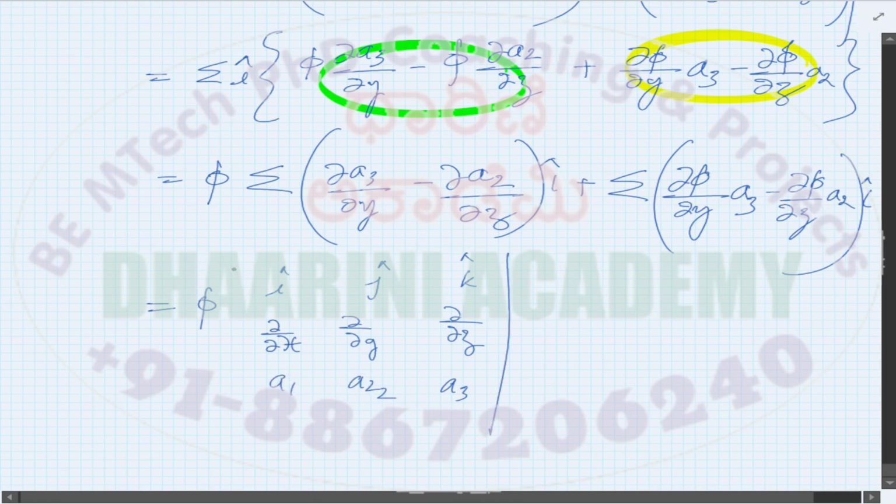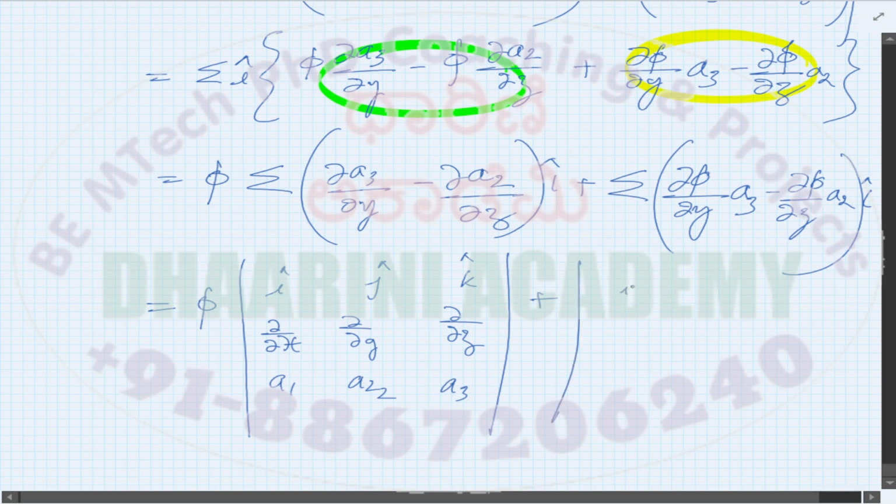Okay, apply the determinant to this. Now we can see that this is nothing but i cap into dou y by dou y of a3 minus dou by dou z of a2. So that term is there, right? Plus now this part is nothing but, I can write another term, right? So the second term is also going to be a determinant.